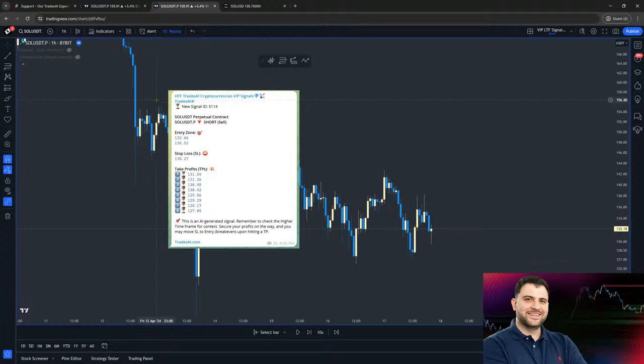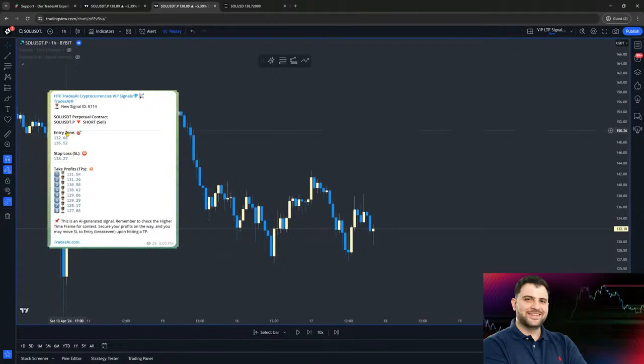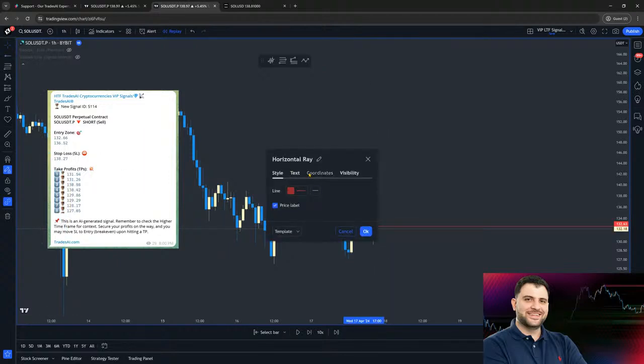You could use both, you could use either, but it's important to understand how these signals are generated in our algorithms. So if you come in here, this is the 8 p.m. mark. This is where price literally closed, and then the 8 p.m. signal came. It's saying short, that price will go down from this zone. This zone is 132.66. So I'm going to use this tool to draw the line.